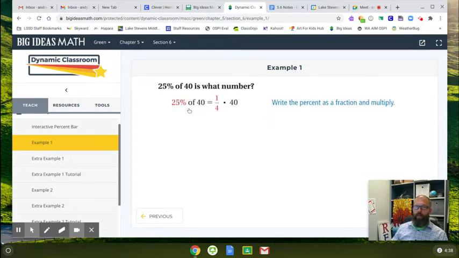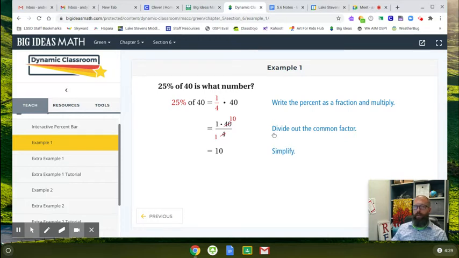Well, we know that 25% is 1/4. So one way is to write the percent as a fraction and then multiply. Okay. So you can multiply 1/4 times 40, and you end up with 40 over 4 or 10 over 1, dividing out the common factor, and 10 over 1 is 10. So 10 is 25% of 40.